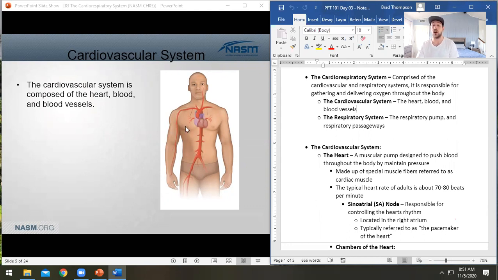If you think of your heart as powering everything, the blood vessels are kind of like a highway, and the blood cells are kind of like everything traveling around that highway. So that's your cardiovascular system.